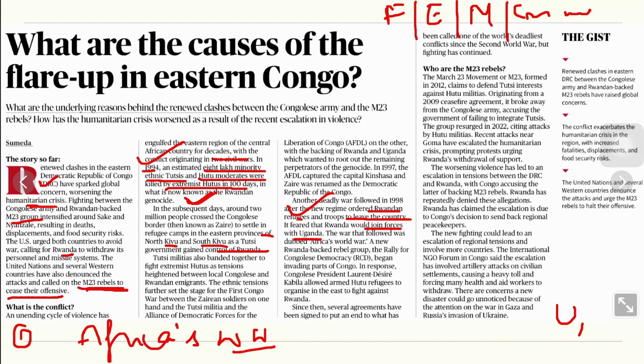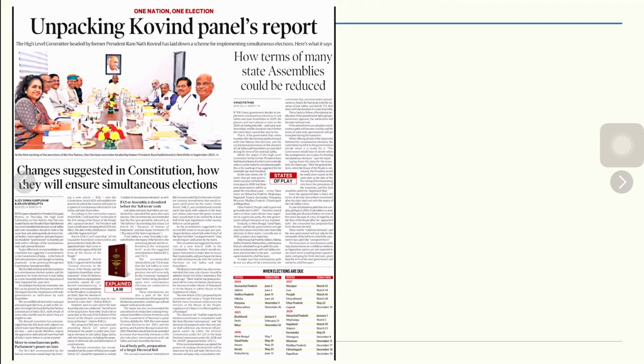The new fight could also lead to an escalation of regional tensions and involve more countries. The International NGO Forum in Congo says that escalation has involved artillery attacks on civilian settlements, causing a health and humanitarian crisis. There are concerns of a new disaster going unnoticed because of the attention being paid to Gaza and Russia's invasion of Ukraine also. So that was the topic.